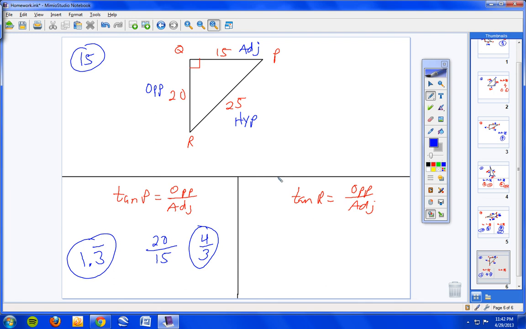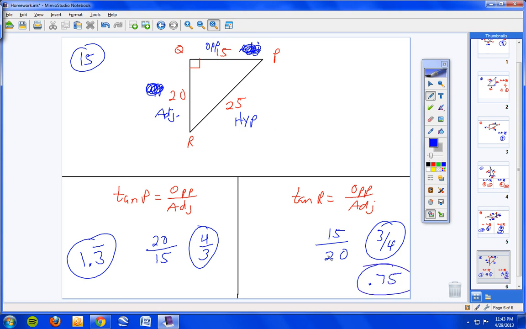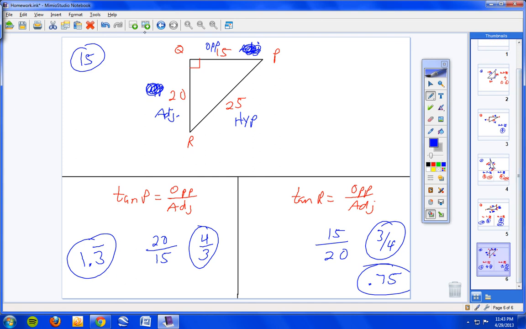All right, tangent of R. Let's go to R. Go straight across. We better cross these names off. They're going to change. Tangent of R, go straight across. This is now your opposite side. This is still your hypotenuse, so this has to be your adjacent right here. And how do you find the tangent of R? Opposite over adjacent. Opposite is 15. Adjacent is 20. If you reduce that, you'll get 3/4. So there's one answer. They also want the decimal equivalency. So if you'll type that into your calculator, you'll get 0.75.